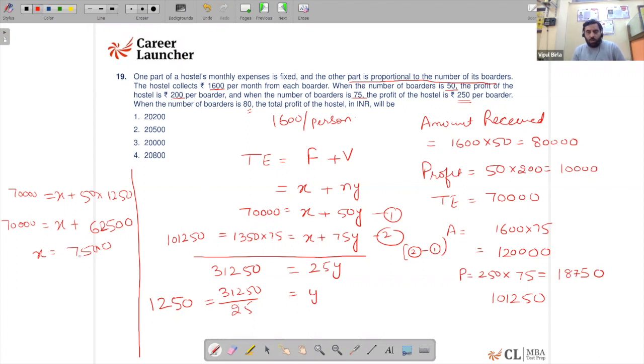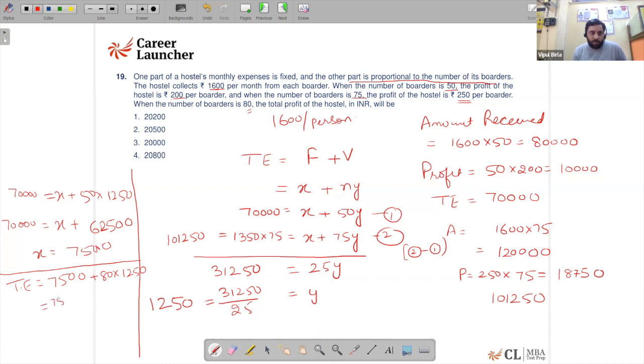And now what I am supposed to calculate is the total profit if there are 80 borders. Now I know the amount received will be 1600 per border, right? And I need to calculate the total cost, and the difference will give me the answer. So the total expense for 80 borders will be x, which is 7,500, plus 80 times 1250, because the value of y is this.